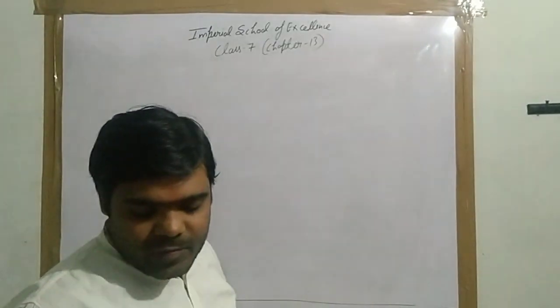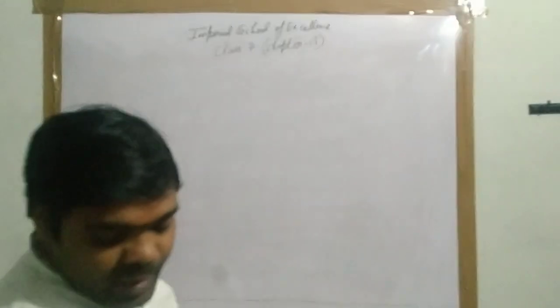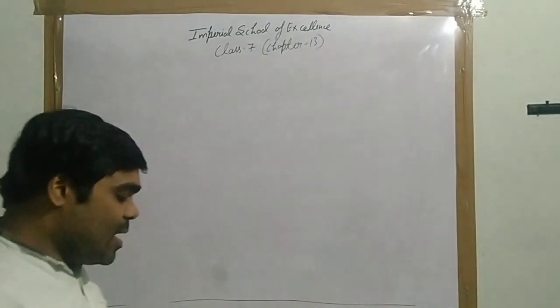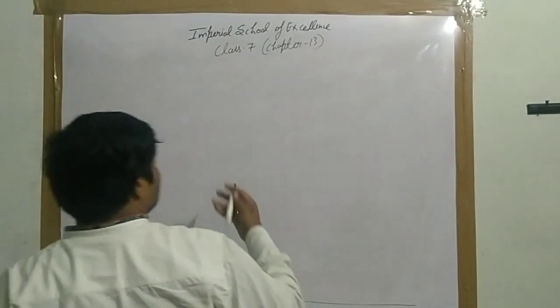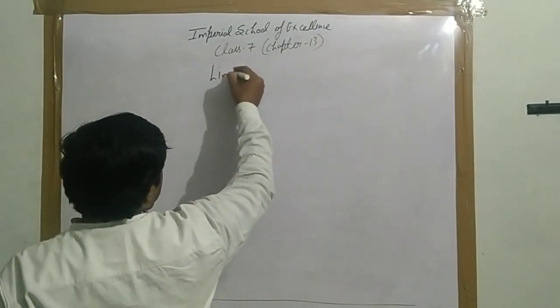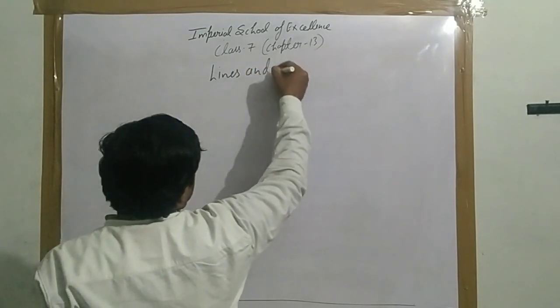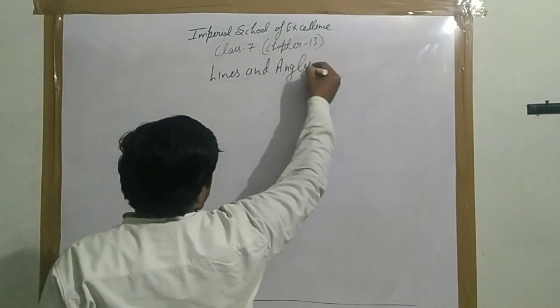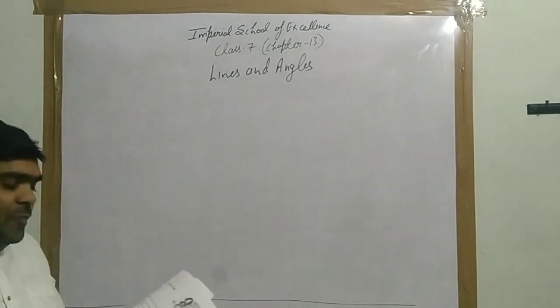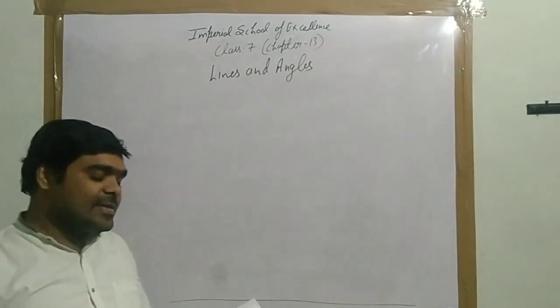In our last class, we completed up to chapter number 12. Chapter number 13 is Lines and Angles. First of all, we have to know what lines and angles are.